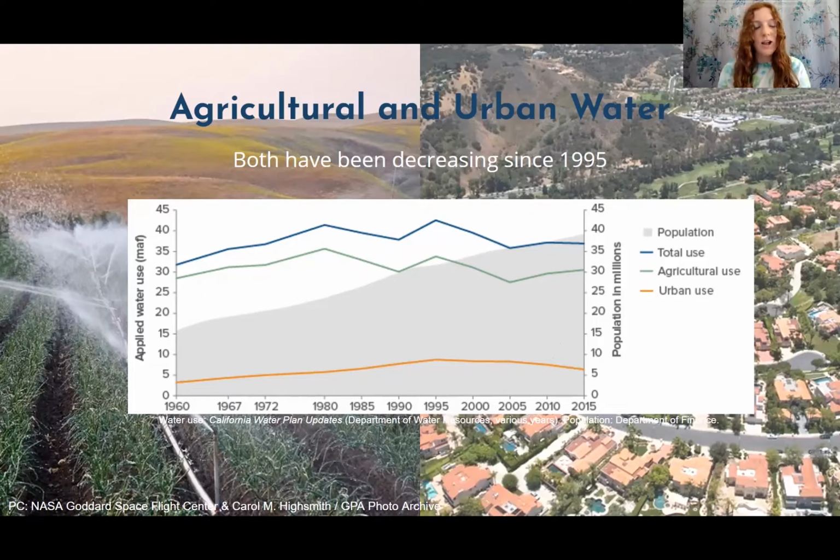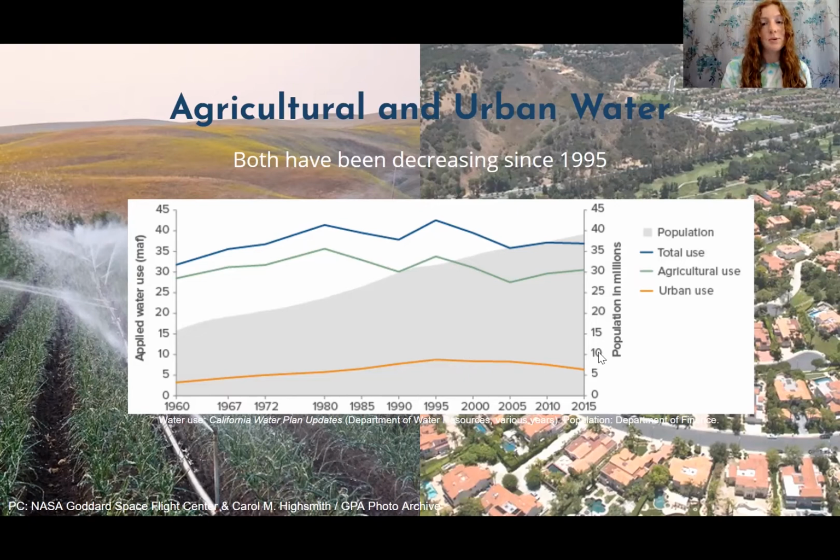While agriculture has been decreasing due to some changes in irrigation methods or things that are making it more efficient, there are still a lot of issues surrounding our agriculture water use, which we're going to talk about in just a moment. And our urban water use, it's surprising that it's decreasing because our population, as you can see, has been increasing. So despite our population going up, we are using less water per person.